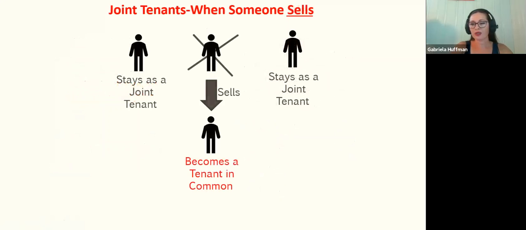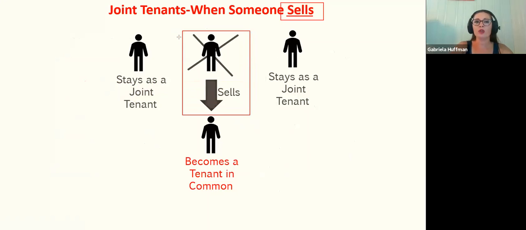Another trick question you're going to get on the test regarding joint tenancy is when someone sells. The last slide showed when someone passes away, but we're not going to have someone pass away. We're going to sell their interest. So what happens is the person that decides to sell their interest to the new person here, this new person becomes a tenant in common, while the other two original owners remain as joint tenants.